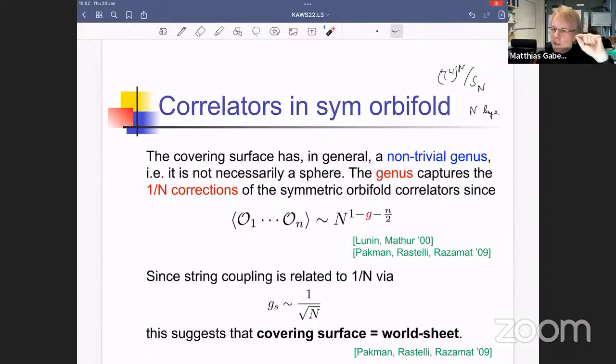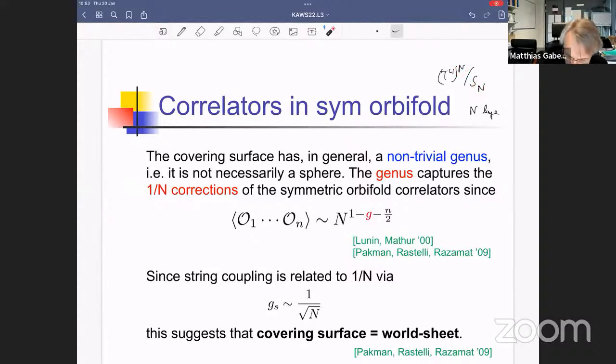But if you just concentrate on the contribution from a single covering map, then the contribution of the single covering map will have a 1 over n dependence that's essentially determined by the genus of this covering surface. And this is obviously extremely suggestive, because if you think ahead about how this should be translated to the AdS dual description, you want to think of the string coupling constant as being related to 1 over the square root of n, right? This is the n of the symmetric orbifold that we're taking large.